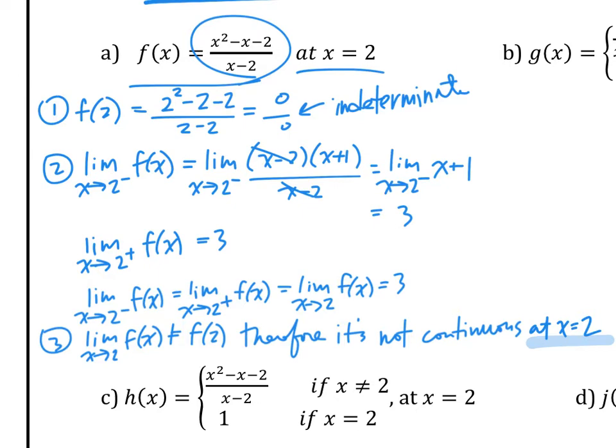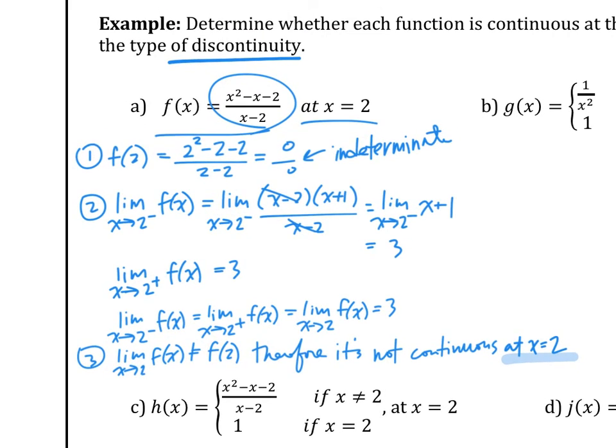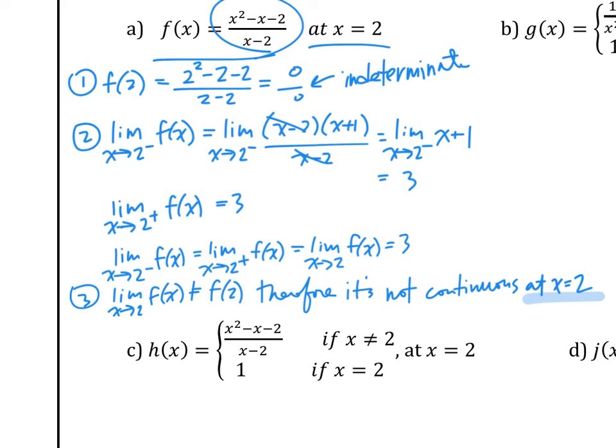Now, the last question it asks is, what kind of discontinuity does it have? If it has a 0 over 0, you can most likely safely assume that it's a hole, especially when it's a rational function with polynomial like that. You can pretty much safely assume it's a hole. So then a hole means that it's a removable discontinuity.